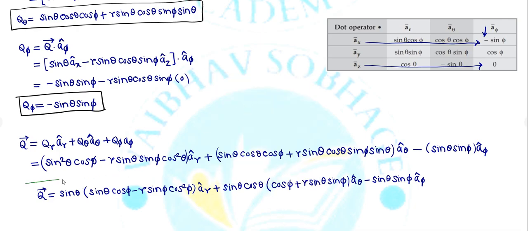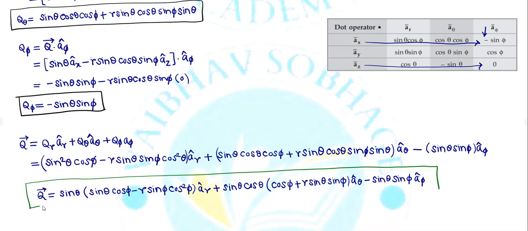Okay, so this is the final answer for your given numerical. That is, we have converted the given vector, which was initially in its rectangular form, into its spherical form. So this is your final answer.